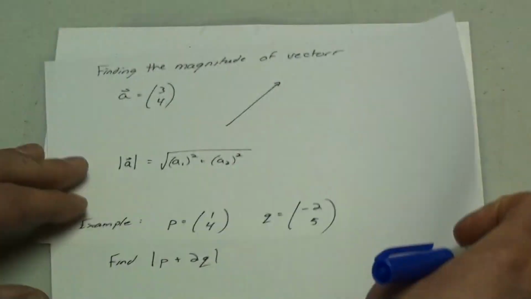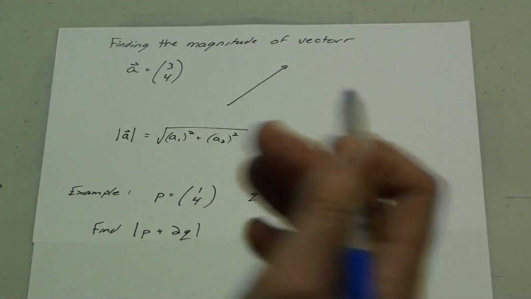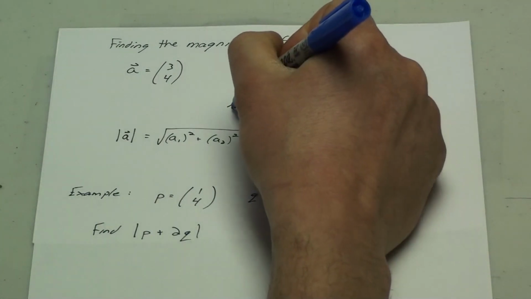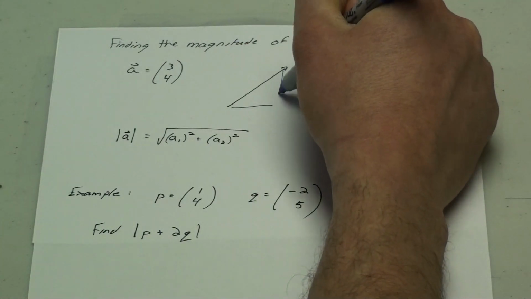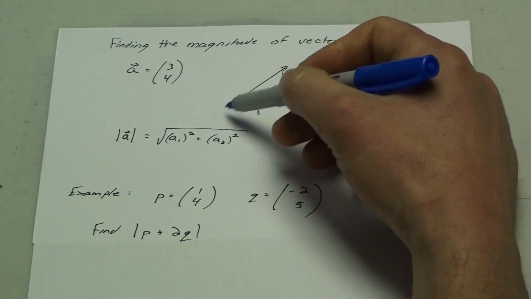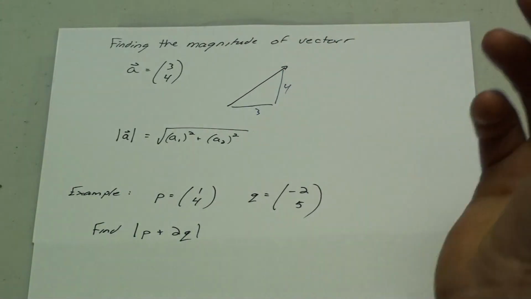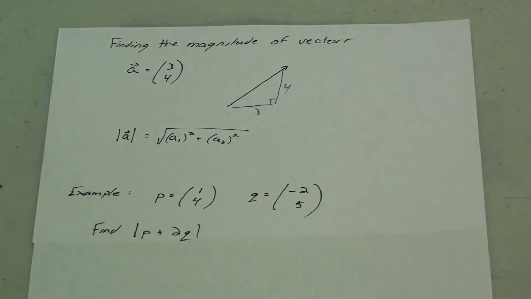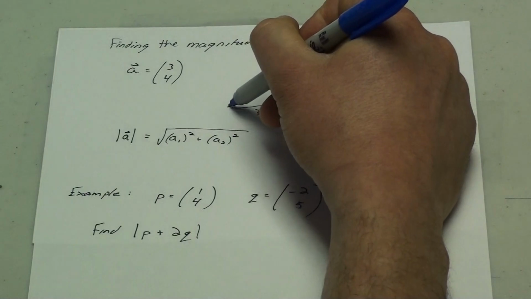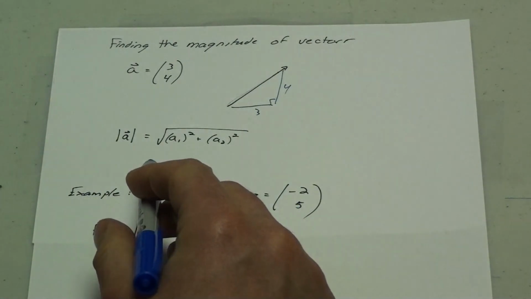I can find the magnitude of the vectors. Magnitude being the speed. Now if I take vector 3, 4, it's gone over 3 and it's gone up 4. Now the magnitude is the length of the line, the length of the vector. If you look at this, this forms a right angle triangle when you go over 3 and you go up 4. And my magnitude, the length, is the length of that hypotenuse.